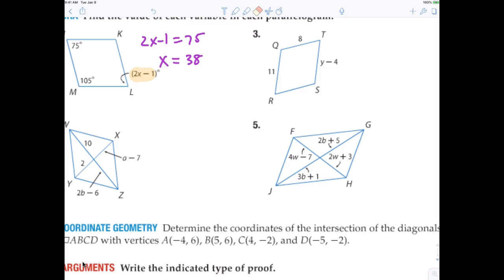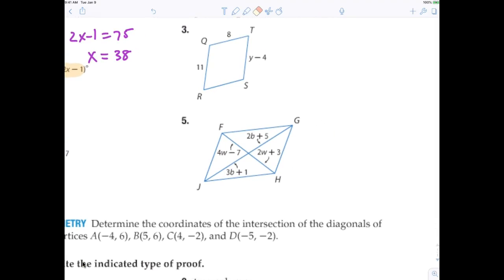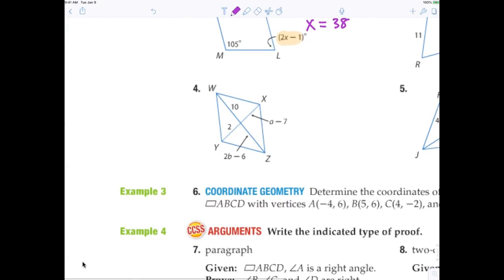Now, let's look at question number 3. Here we just are going to say, obviously, what? Y is 15. Yes, y minus 4 equals 11, so obviously y is 15. Everybody good? Better. Now, oh, I forgot to mention this.